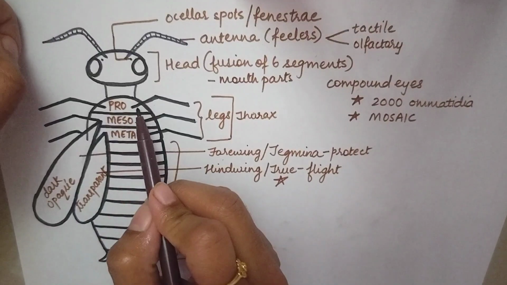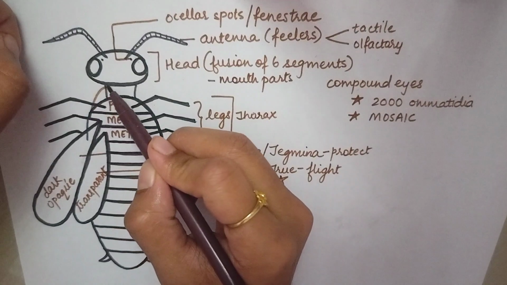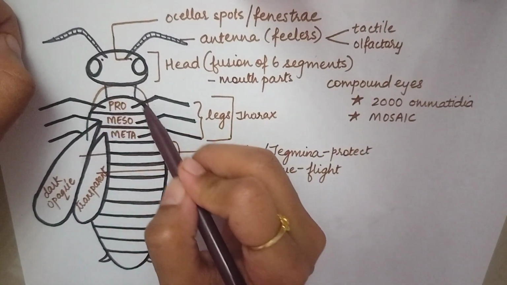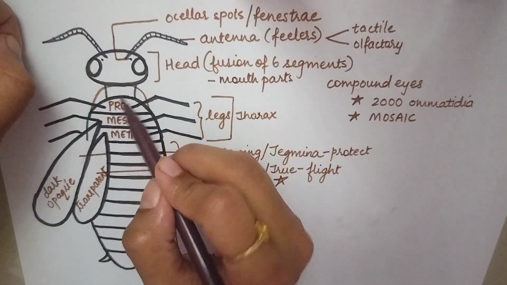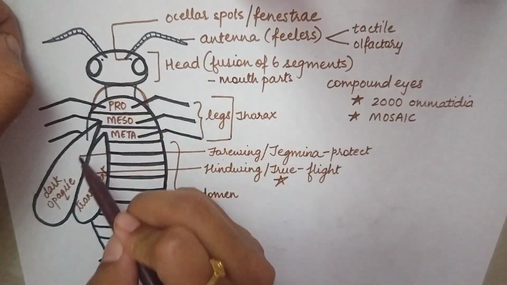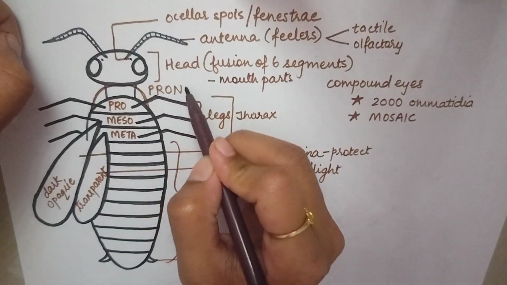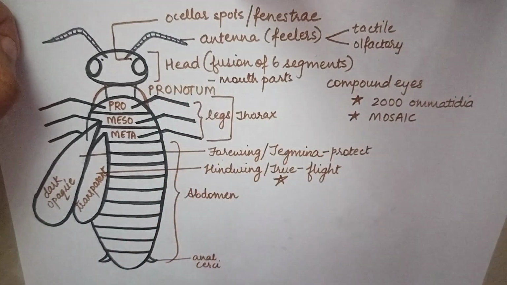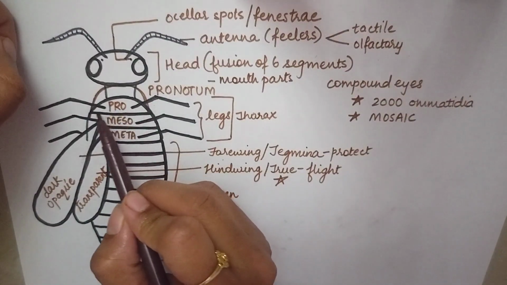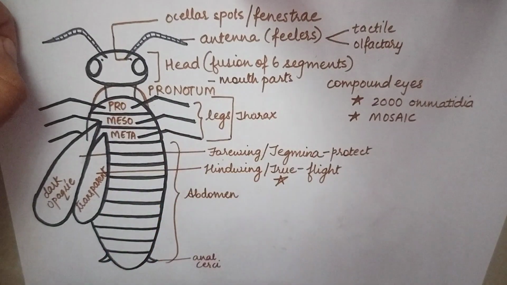The prothorax, the first segment of the thorax, has its tergum extended. Because of the extension of the tergum of the prothorax, the neck is hidden. You can't see the neck. This structure which is formed is called the pronotum. This is also very important. So the neck of the cockroach is hidden by the extension of the tergum of the prothorax, and this structure is the pronotum.